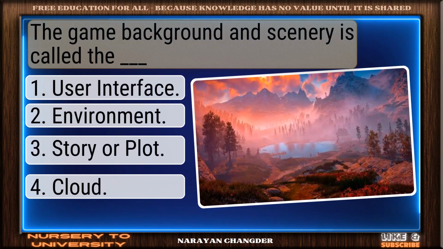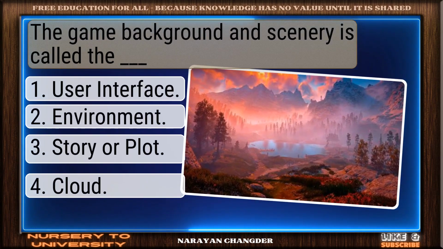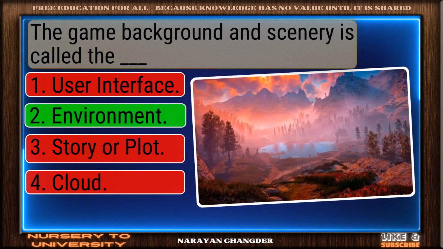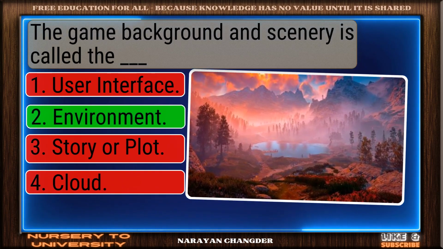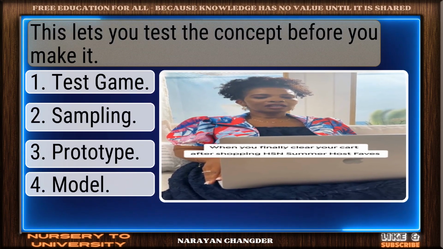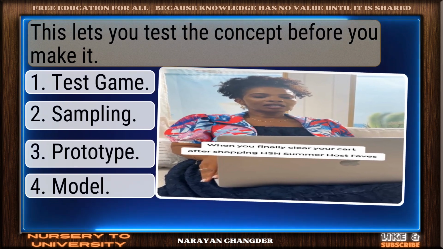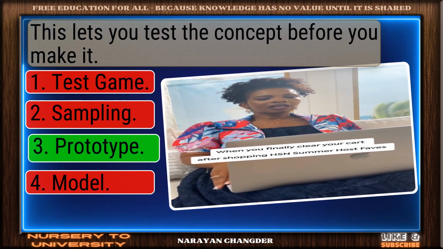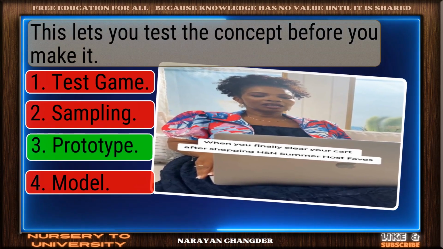Question number 17. The game background and scenery is called the dash. Well reasoned. Environment is the correct choice. Question number 18. This lets you test the concept before you make it. Bravo. Prototype is the answer.